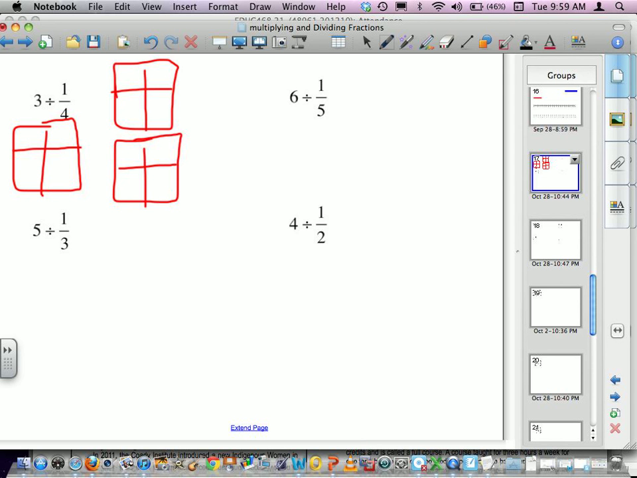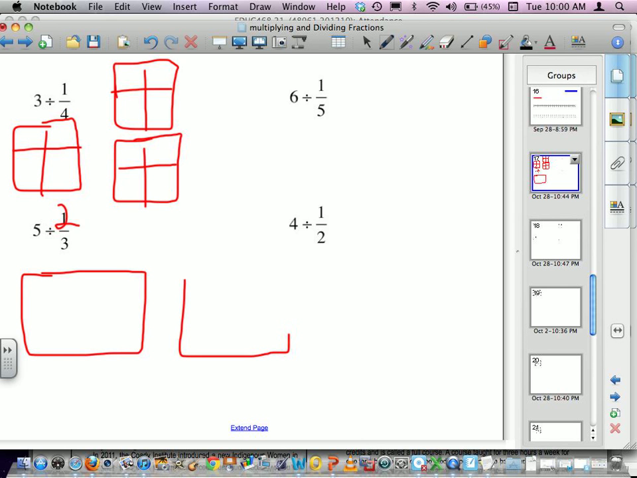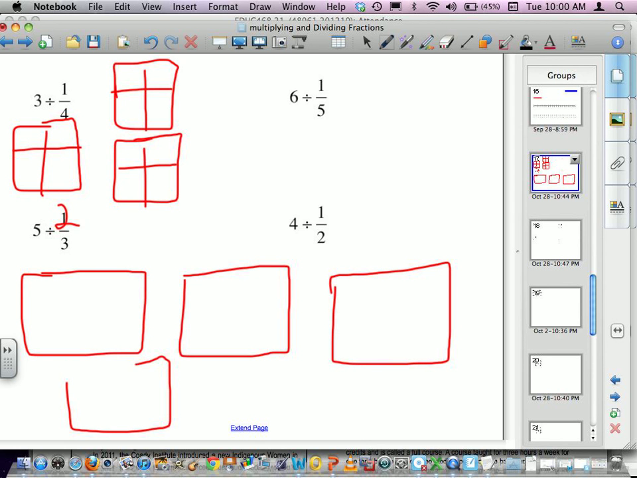But what happened if it was 2/3? I'm taking 5 and making sets of 2/3. Would it be half? You don't want to end up with a whole number. Nope, you don't.